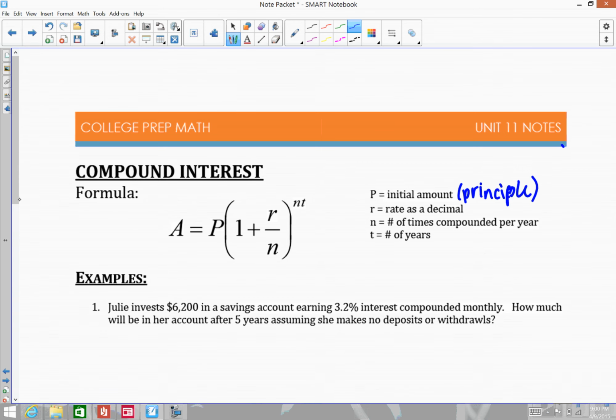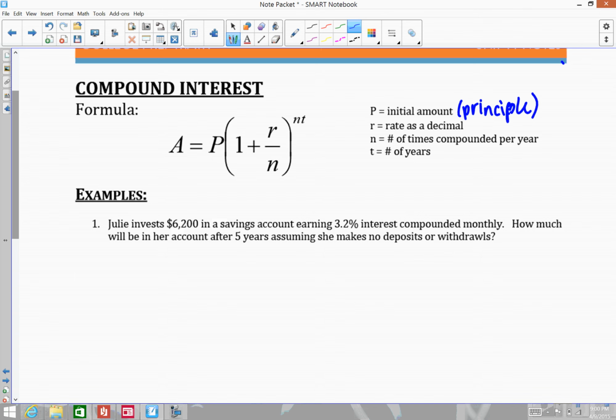So looking at this situation, we have Julie invests $6,200 in a savings account earning 3.2% interest compounded monthly. That tells me that I'm going to be using this formula. The fact that it says compounded monthly tells me I need to use this formula. How much will be in her account after 5 years, assuming she makes no deposits or withdrawals?